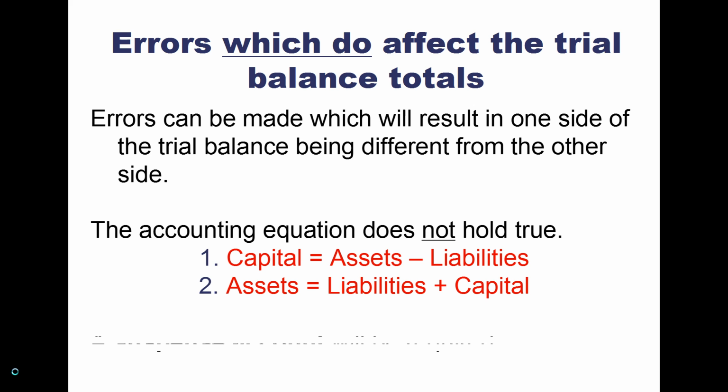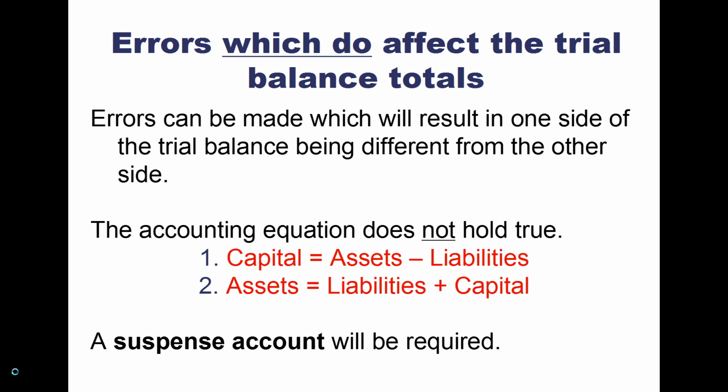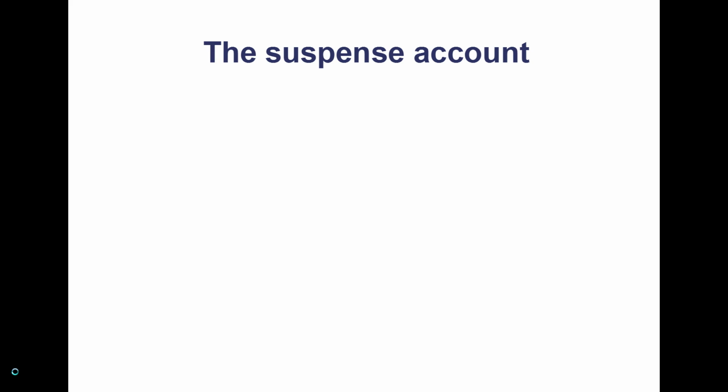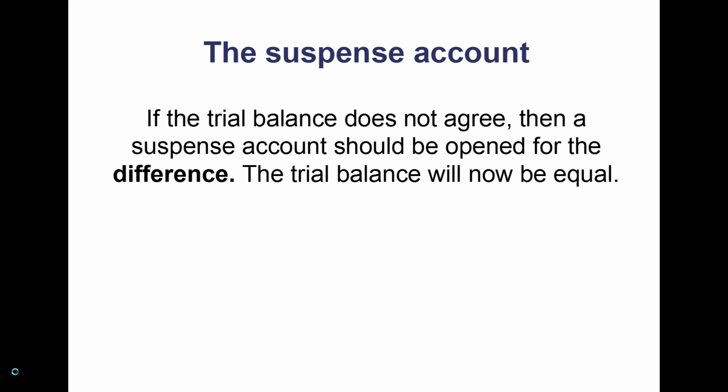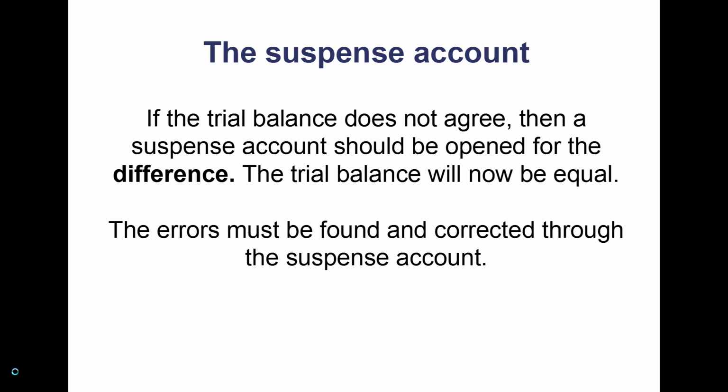Lastly, a suspense account. A suspense account will be required in this situation where one side of the trial balance does not agree with the other. So let me take you through what the suspense account looks like and means. If the trial balance doesn't agree, so one side is bigger than the other, then a suspense account should be opened for the difference, for the amount that the one side differs by. The trial balance will now be equal when you have a suspense account. So the errors must be found and corrected through the suspense account. When we say a suspense account, we mean the ledger.